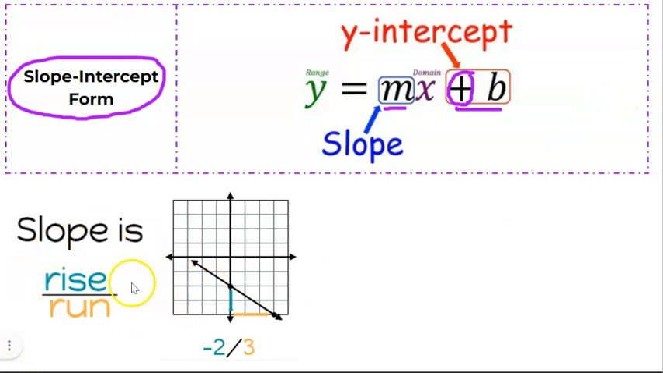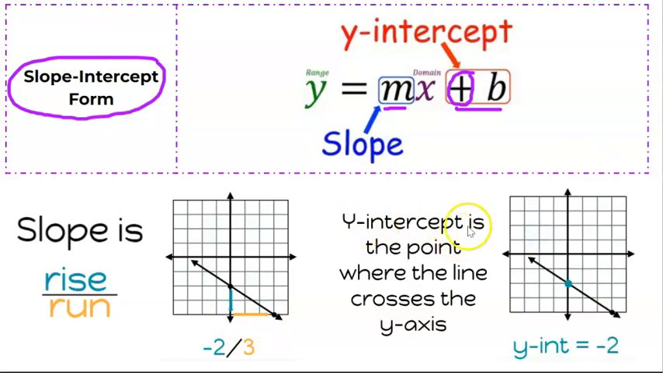Slope, as a reminder, is that rise over run, your up and down value over your left and right value. And your y-intercept is the point where the line crosses the y-axis. And that y-axis is your up and down line on the graph. So right here we can see that it crosses the y-axis at -2.